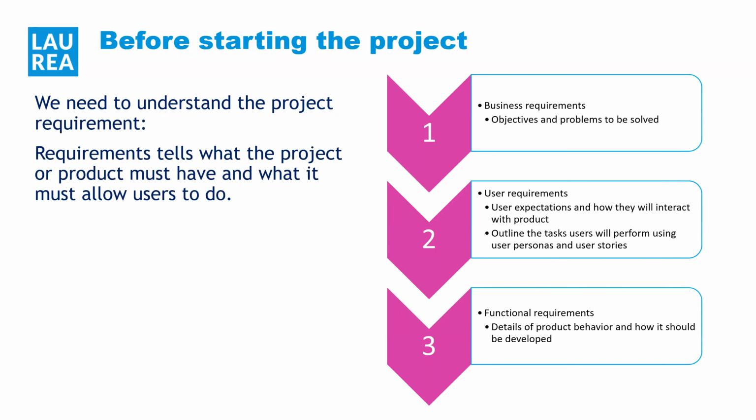Now, as a starting point, you need to understand the business requirement. So if you've been contracted by Laurea administration to do this, what is the objective? What do they want to have with this website front page? And then those who will be using the website, what are their requirements? And then you can use this functional requirement to be more specific with the user requirement. So details of the product behavior and how it should be developed will be there.